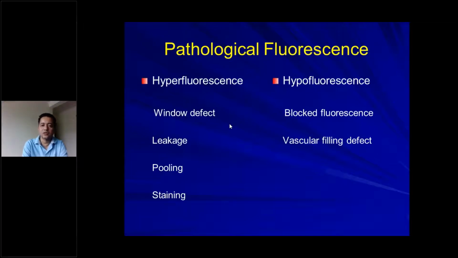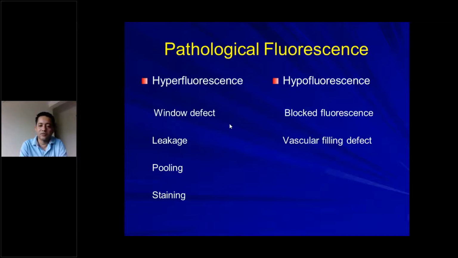The other thing we see is called hypofluorescence, and there are two types. One is blocked fluorescence. Block means something is blocking the normal fluorescence that is over there. Maybe the block is in the vitreous, or in the retina, or if it's blocking the choroidal fluorescence, it could be a pigmented lesion in the RPE also. While analyzing a blocked fluorescence, make sure that you see the fundus picture of the patient also, because it helps you define what type of blocked fluorescence it is.